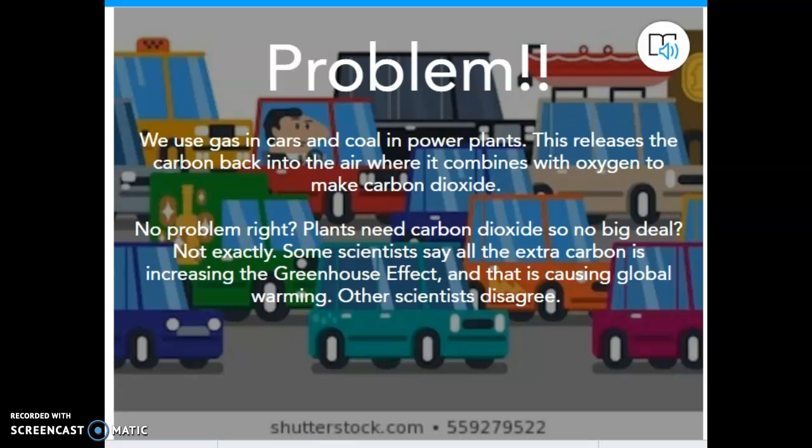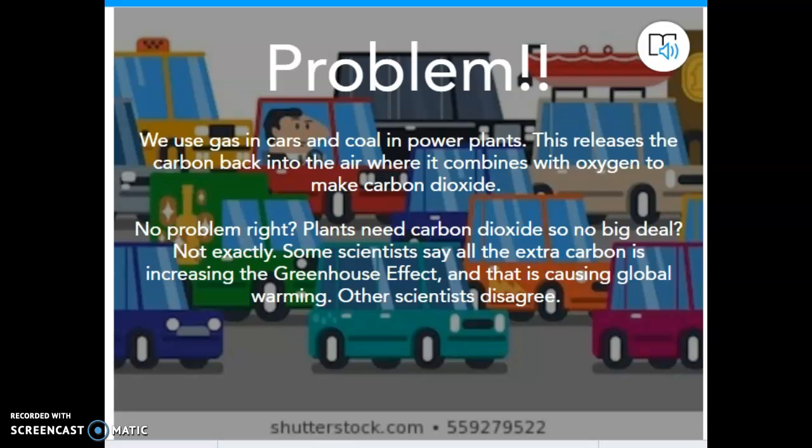And you think, well, plants need carbon dioxide, not a problem, right? Not necessarily. Some scientists say that we're releasing too much carbon into the atmosphere that is not being used. And you can look at the deforestation and the taking down of too many forests. So maybe the carbon that we're releasing would have been used, but we've also been removing the trees and plants that would have needed it. So there's extra carbon.